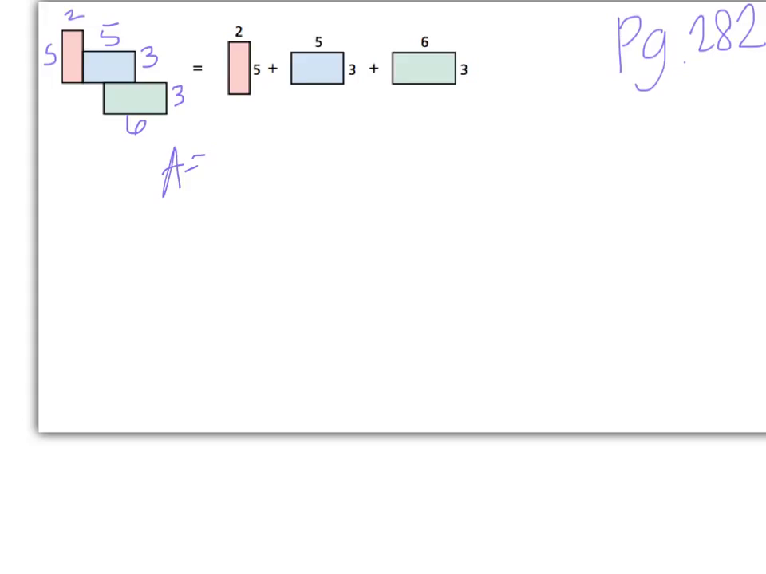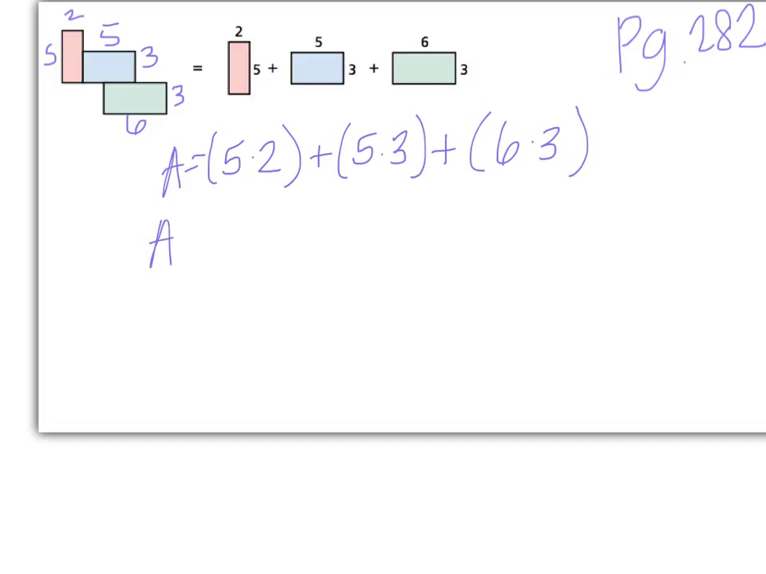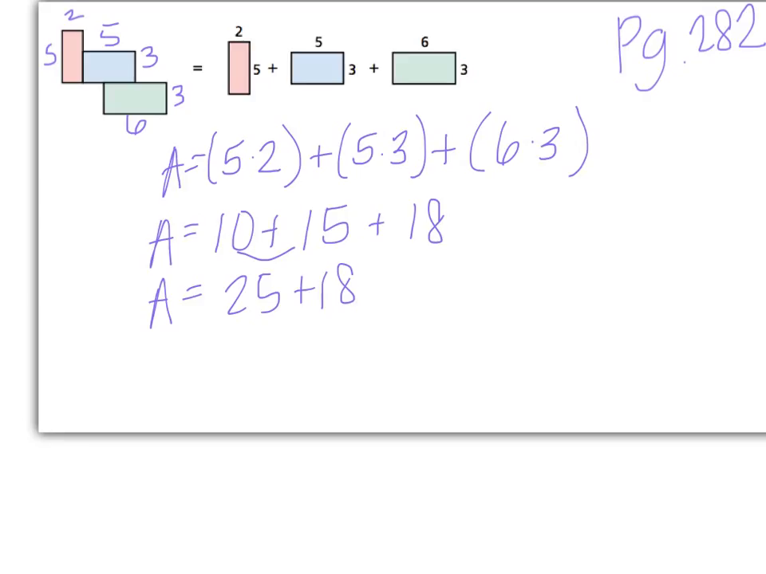Well, here we know that we're going to have to do 5 times 2. Here, again, we have to add these all together. We're going to have to do 5 times 3. And then finally 6 times 3. So let's go ahead and simplify that. Well, 5 times 2 is 10, plus 5 times 3, which is 15, plus 6 times 3, which is 18. I know that this is 25, plus 18. So our area is going to be 43 units squared.